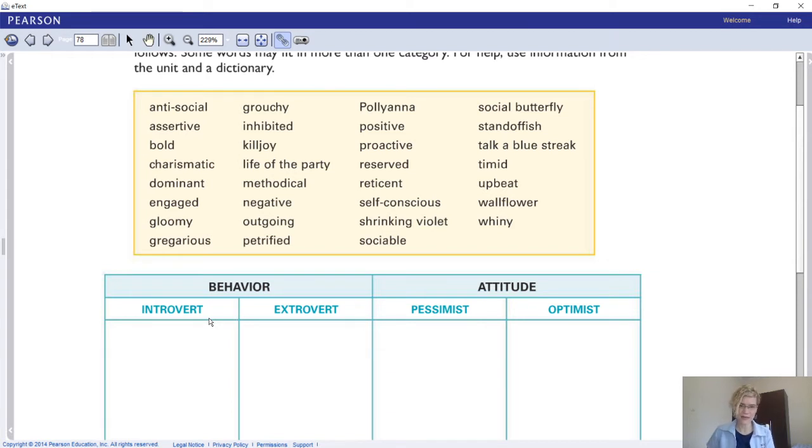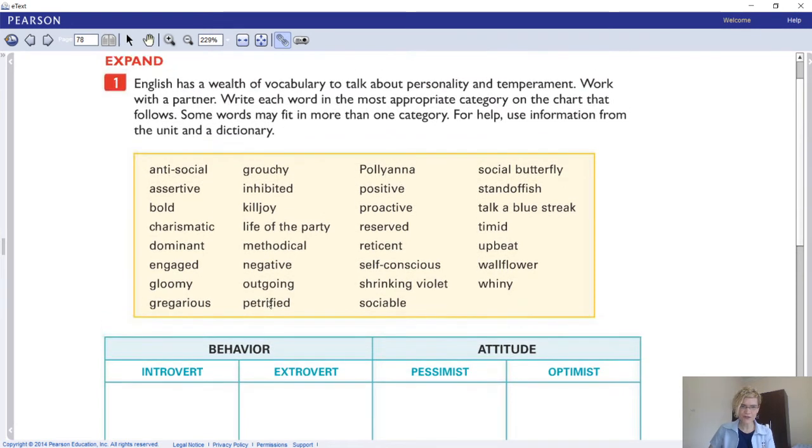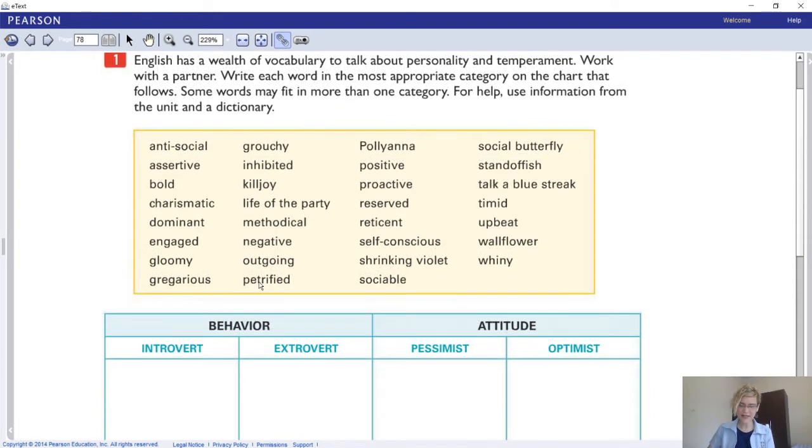As a behavior, you have an introvert and an extrovert, remember? We talked a lot about the difference between these two, and that refers to behavior. But an attitude is how we respond to things, either as a pessimist or an optimist. The pessimist is more negative and the optimist is more positive. Now you're going to write each word or phrase in the most appropriate category on the chart. Some words may fit in more than one category. I'd like you to think about it: which goes where? You can pause your video to do that. Go ahead.